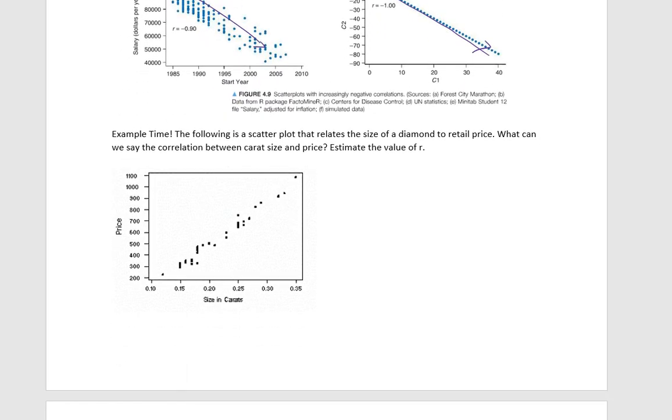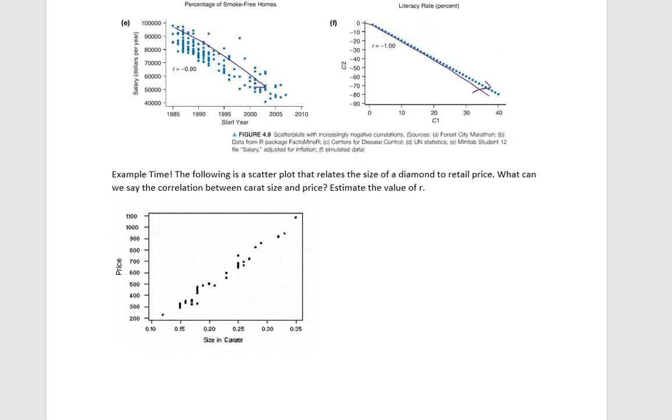So, the following scatter plot relates the size of diamonds to retail price. What we want to do is say something about the correlation between carat size and price, and we also want to estimate the value of R. If we look at this, we can see that there's a positive correlation. It's linear, so that means that we can use the R value.